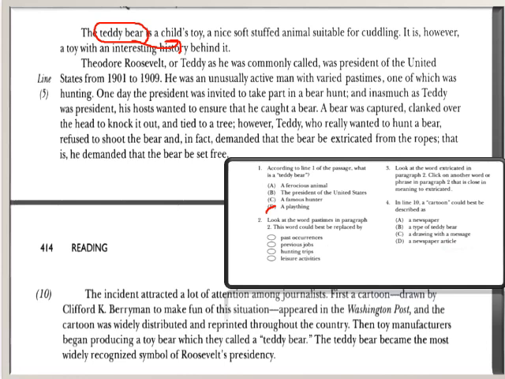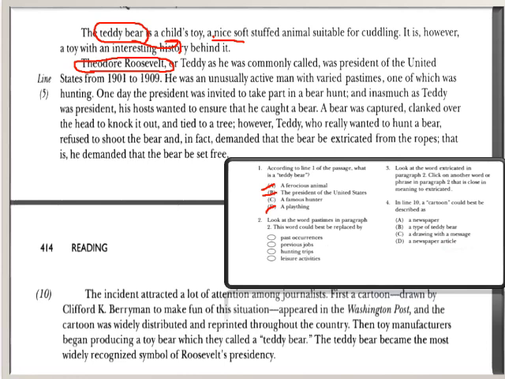Sure, it's not a ferocious animal, because here they said it is a nice soft animal. The president of the United States, no. Theodore Roosevelt is the president of the United States. A famous hunter, no, since it is a child's toy, so it's not a hunter, so it is a plaything. Fine. Question number 2.